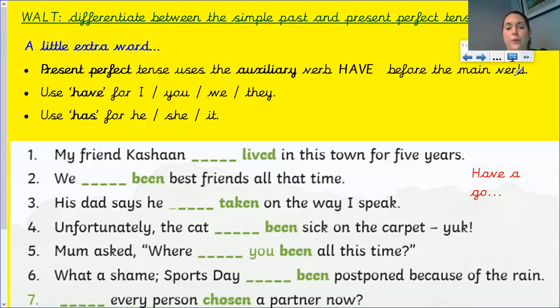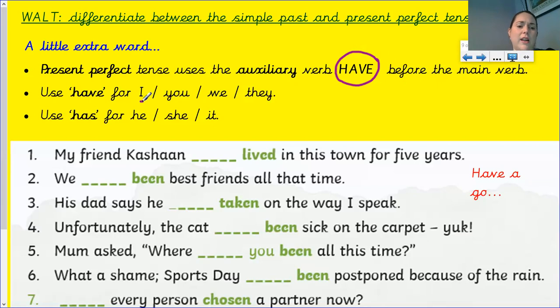So, as we just said, the present perfect tense uses something called an auxiliary verb, an extra verb, and it is the verb "to have". Okay, and it goes before your main verb. I have walked. Walked would be my main verb. I have cooked. Cooked would be my main verb. I have eaten. Eaten is my main verb.